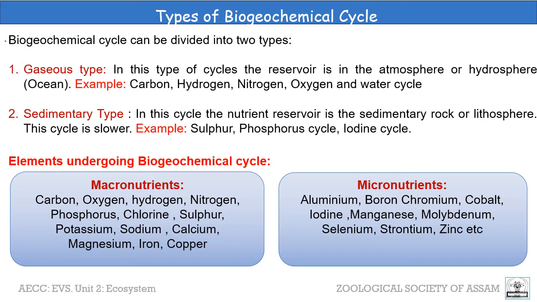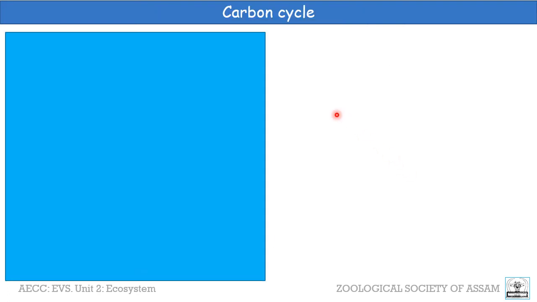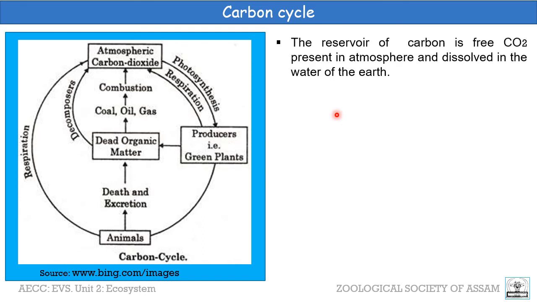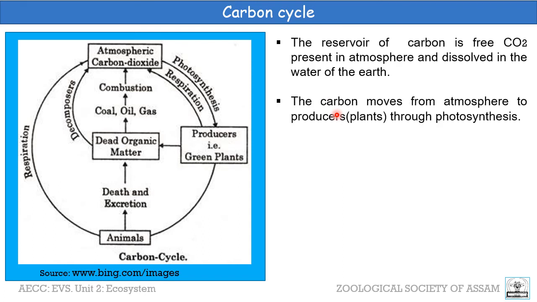for survival of life. In this presentation, I will briefly discuss carbon cycle. Carbon is present in the atmosphere in the form of carbon dioxide. Besides atmospheric carbon dioxide, carbon is also present in dissolved form in the water of the earth. From the atmosphere, carbon moves in the form of carbon dioxide to the producer organisms. The producer organisms, green plants and some photosynthetic bacteria, convert atmospheric carbon dioxide into carbohydrate by a process called photosynthesis in presence of light.